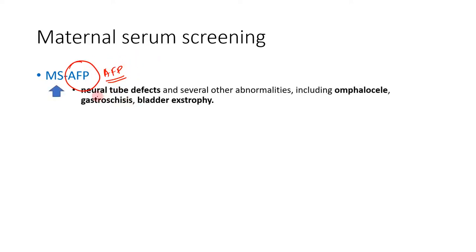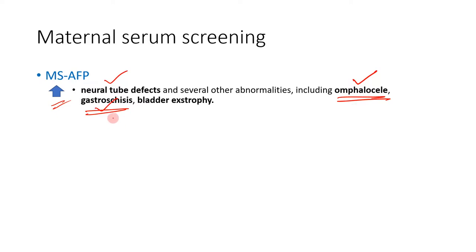So this can be increased. Increase of MS-AFP, MS means maternal serum. MS-AFP can be found in neural tube defects, also in other anomalies like omphalocele and gastroschisis. These two are GI abnormalities.